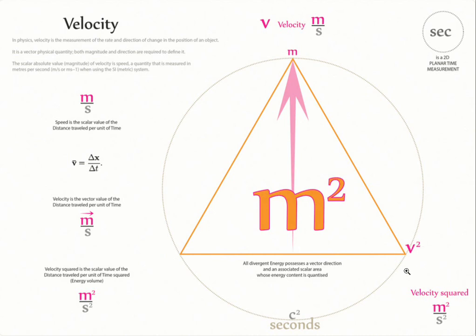Velocity squared is a scalar. Velocity squared, square meters per second squared, is a scalar measurement of energy, mass energy, whereas velocity, meters per second, is the square root measurement of the scalar energies of the field that produce or result from velocity or motion.